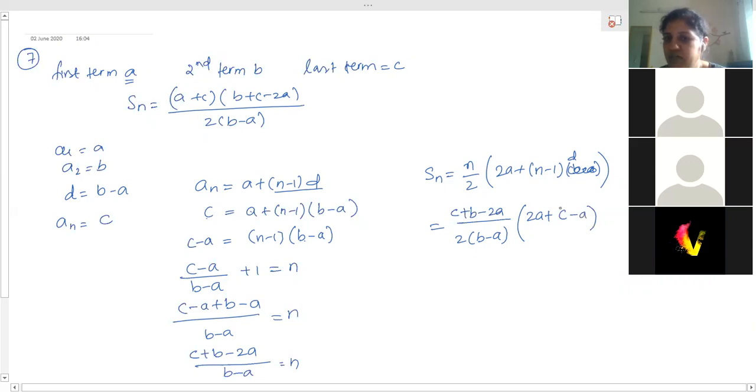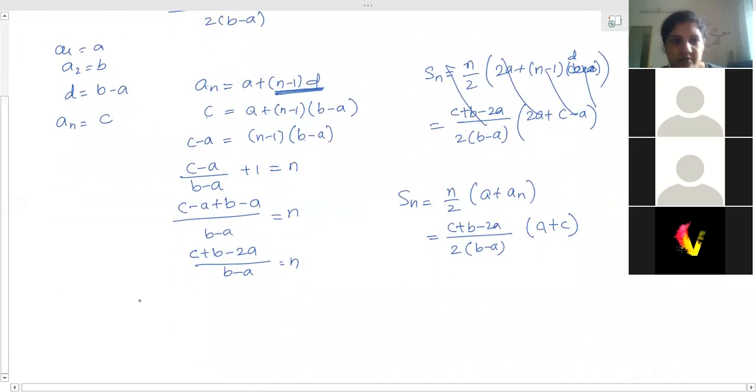Is it clear what I have done here? Instead of fully substituting this value, I have taken the (n minus 1) into d value. What is (n minus 1) into d? This a will go this side. The nth term is c, and this is a. So c minus a is the nth term. Is it right? Is it clear? Yes. Or you can do it here: Sn is equal to n by 2 into (a plus an). So substitute the value of n, that is (c plus b minus 2a) by 2 into (b minus a). And here a plus an is a plus c. So that way also you will get it.